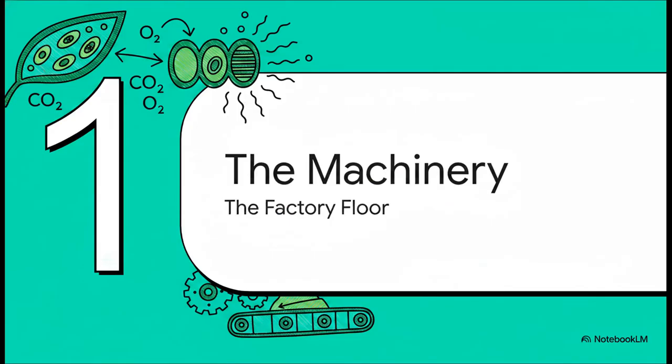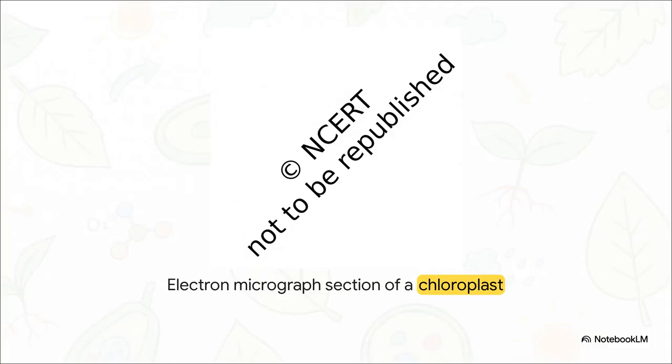Section 1. The photosynthetic machinery, basically the factory floor. Let's start our zoom-in approach by locating exactly where this biological factory operates. It all happens inside the chloroplast, and there is a really brilliant division of labor inside this tiny factory. On one hand, you have the membranous system, that's the grana and stroma lamellae. This is where the light energy is physically trapped and where ATP and NADPH are synthesized. It's the light-dependent side of the whole operation.